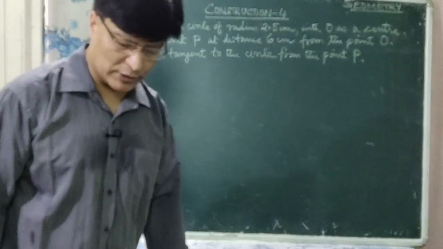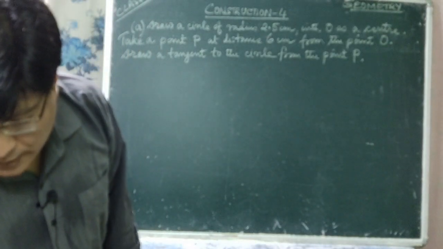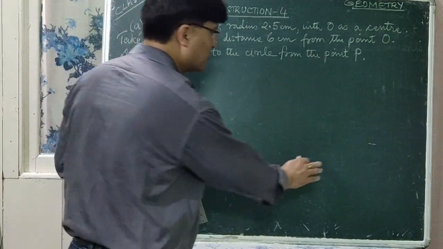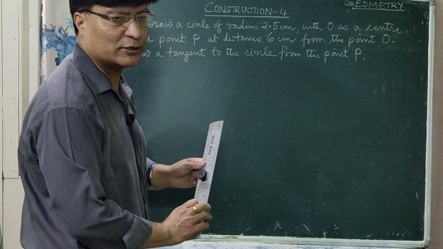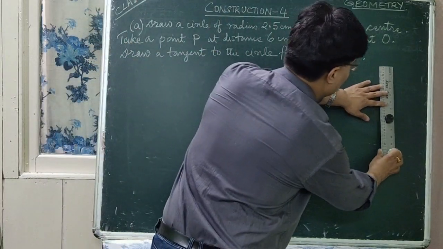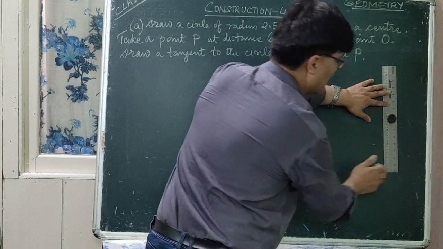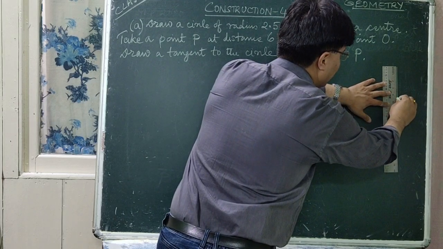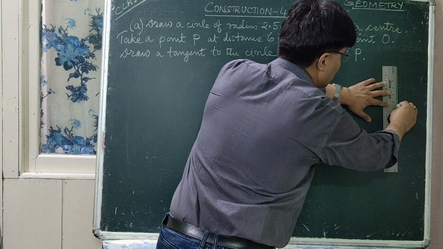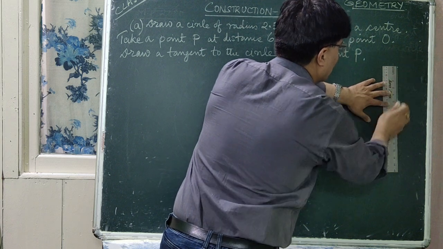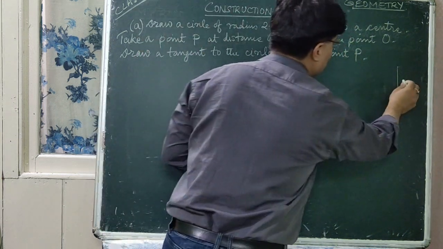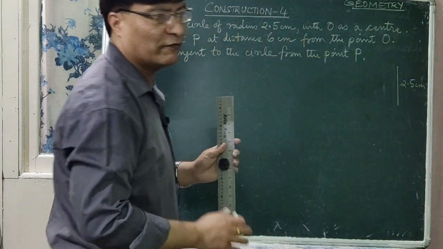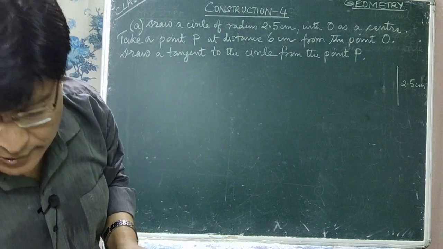Okay, now we'll do this problem. First of all, you have to measure the length of 2.5 centimeter because this is the radius of the circle. So let us draw 2.5 centimeter out here. From 0 to 2.5. This is 2.5 centimeter. This is the radius of the circle.